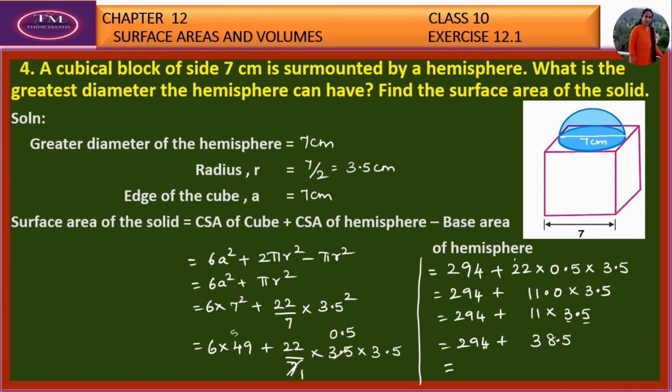So it is 294 plus 38.5. Adding, this is 0.5. If there is no decimal, it is 0.0, because after the decimal if it is 0, the values are the same. So 0 plus 5 is 5, 4 plus 8 is 12, balance 1, 1 plus 9, 10, 10 plus 3, 13, balance 1, 3. So it is 332.5 centimeter square. So this is the required surface area of the solid.